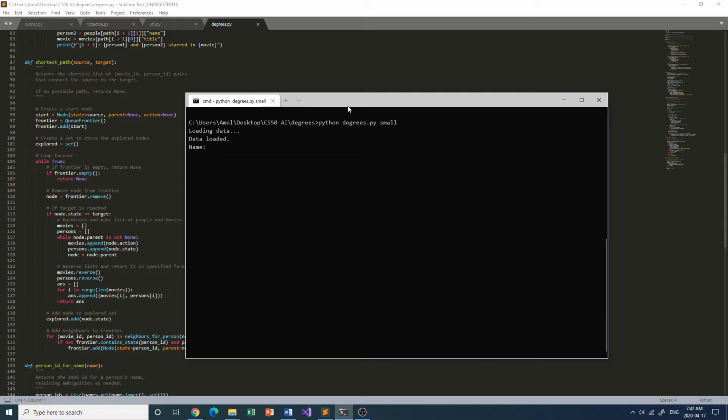I'm going to do small now. So here it says 2 degrees of separation, Apollo 13, and A Few Good Men. So these are the 2 degrees. And now let's try the large dataset.